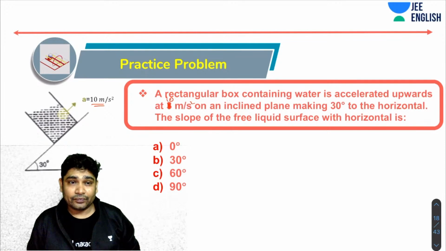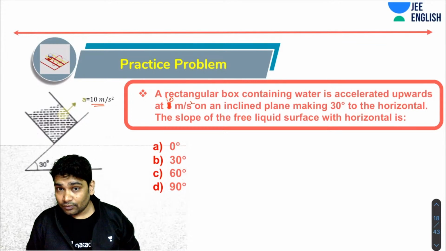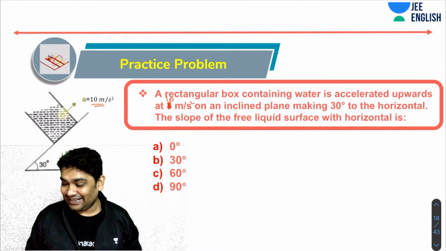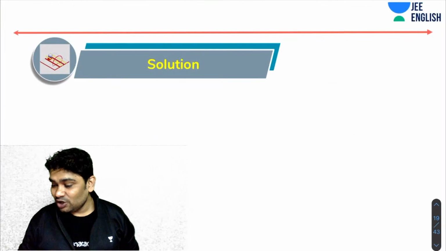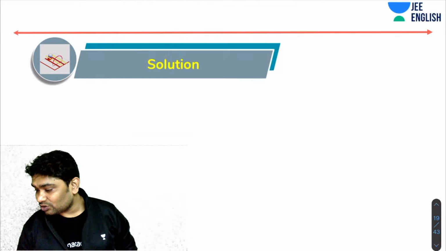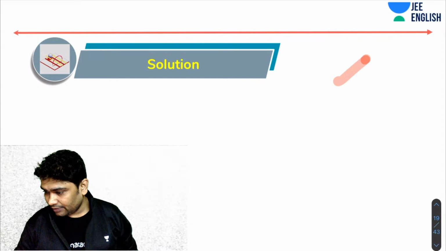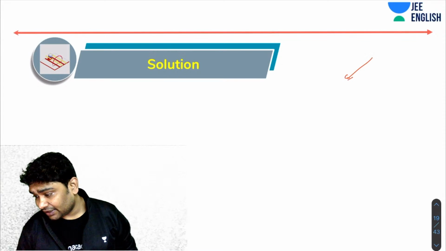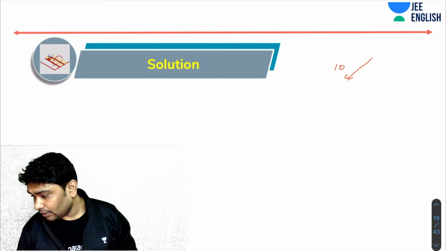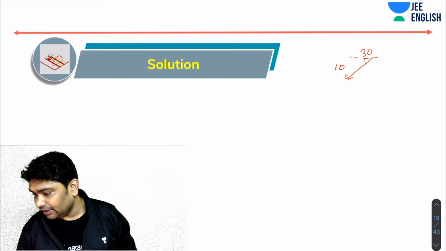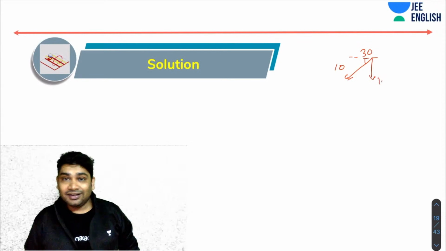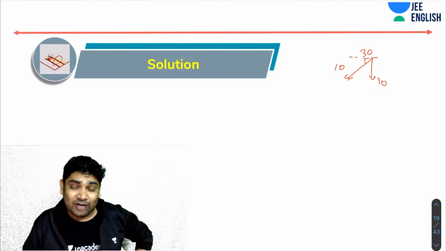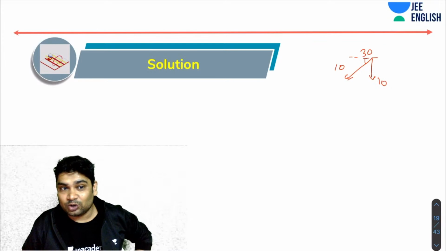0 degrees. Okay, let's see if that can be the correct answer. So if I talk about the pseudo force, it would be in this direction of 10. This would have been 30, and then there would have been mg of 10, right? So this would have been the net. The vector sum of these two would have been the net force. So I really doubt that it's going to be zero.